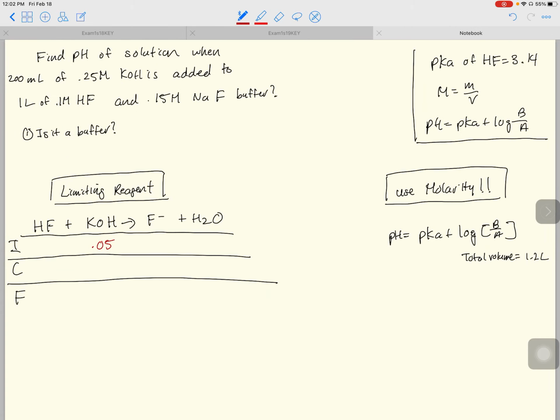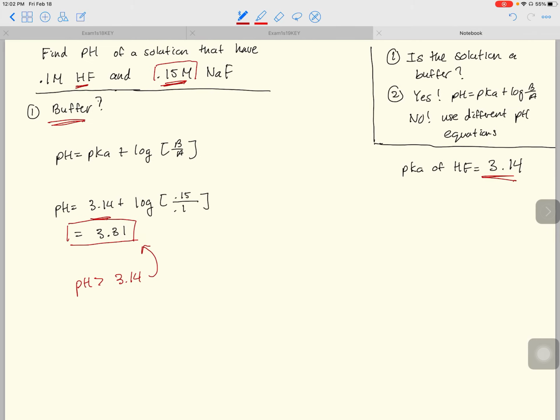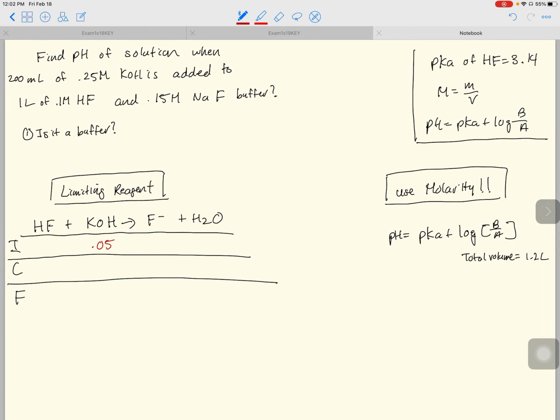Let's do another problem. Find the pH of a solution when 200 mL of 0.25 molarity of KOH is added to 1 liter of 0.1 M HF and 0.15 molarity of NaF buffer. And the first question, like I asked, is it a buffer? Now, from the previous problem, we knew right away it was a buffer because we had these concentrations. But in this new problem, we don't know what happens when we add the base. And so the way we figure that out is we've got to use a limiting reagent table.